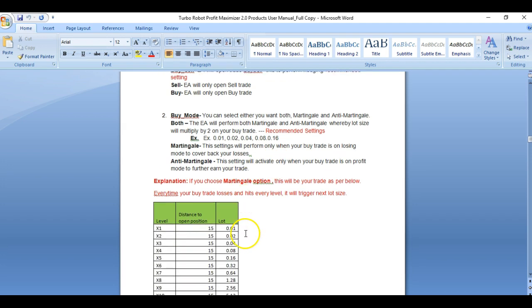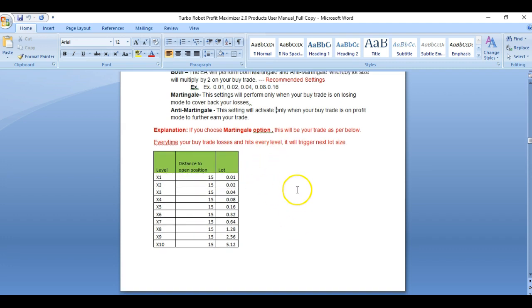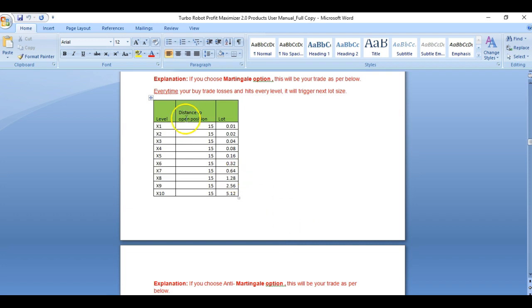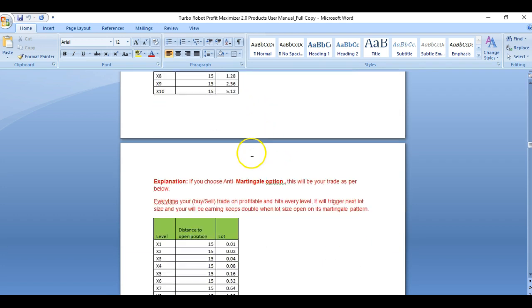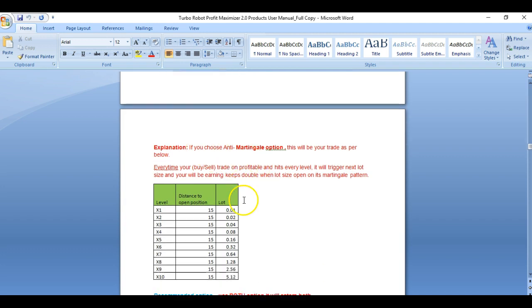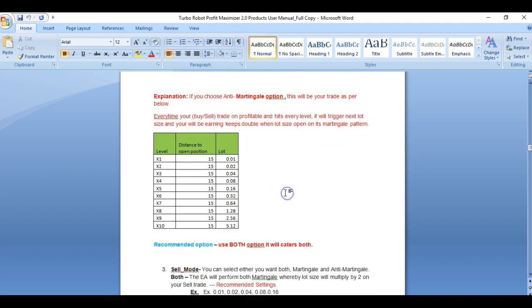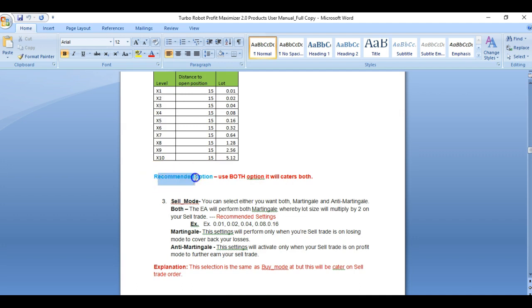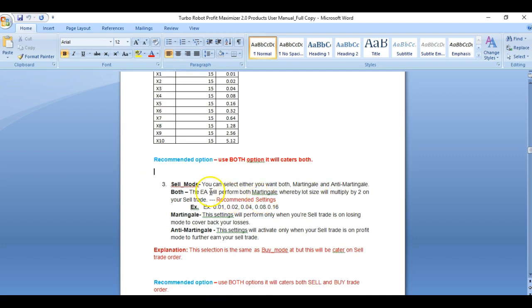All right, so this manual will bring you an explanation on how it's calculated and how the level and the position lot open, and the explanation of your martingale option and recommendation. We have both recommendations here.